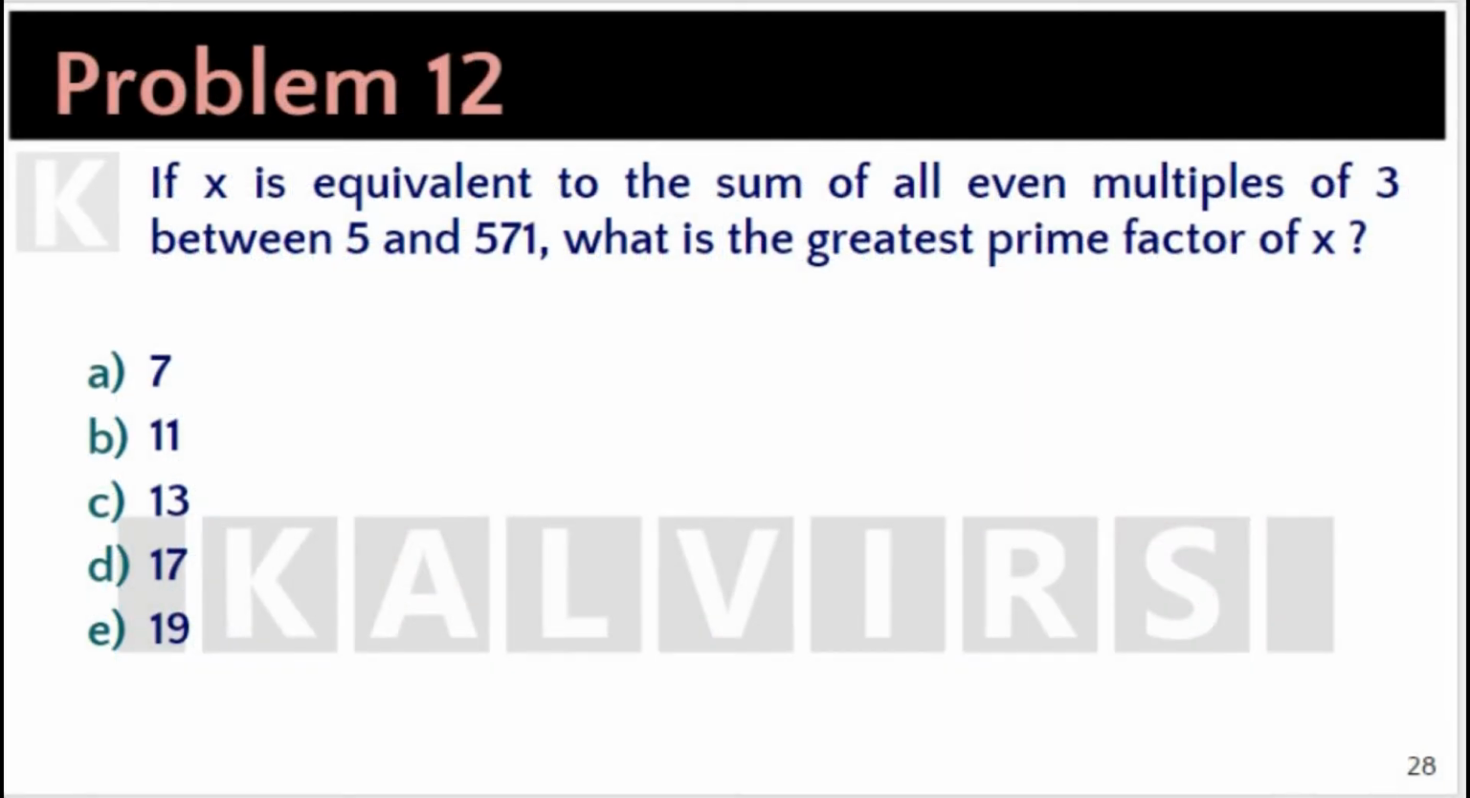If x is equivalent to the sum of all even multiples of 3 between 5 and 571, what is the greatest prime factor of x?